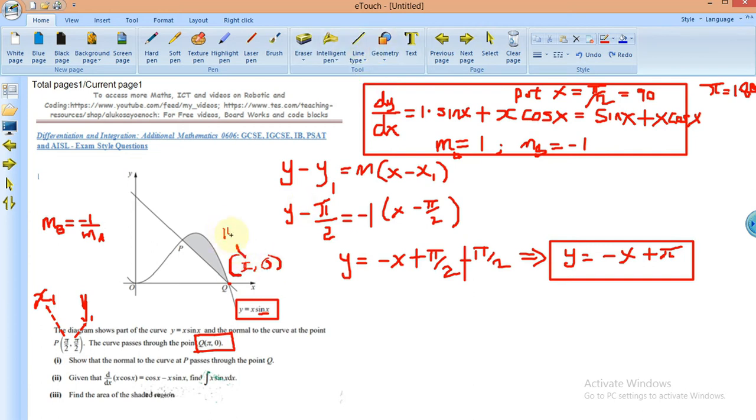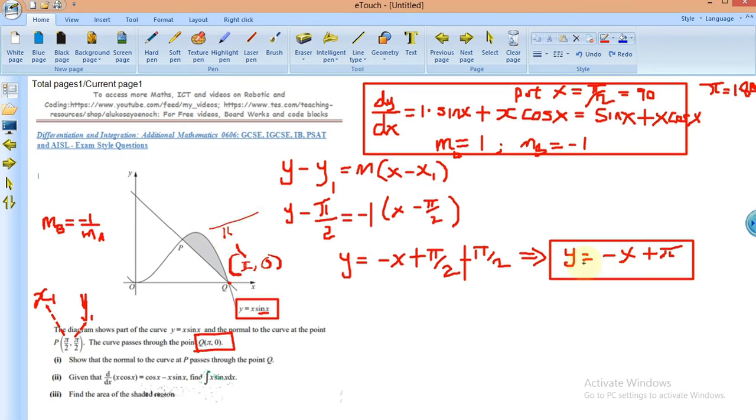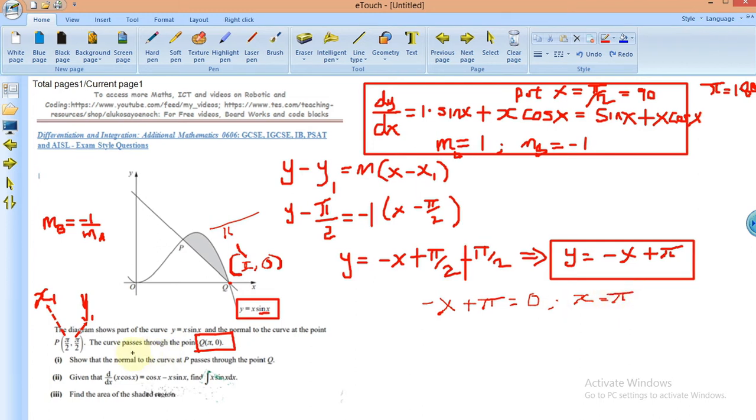Okay. So now from this equation, put y to be 0. So when y equals 0, let me write the right hand side first: minus x plus pi equals y. And y is 0, so equals 0. So I will end up with what? Minus x equals minus pi, such that x equals pi. So that's proof, meaning that the curve passes through the point Q, pi comma 0, because when y equals 0, x equals pi.